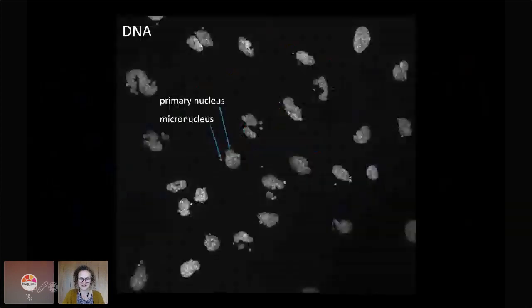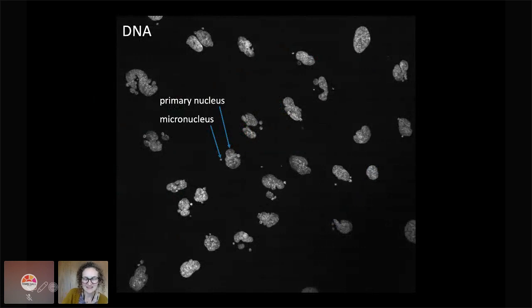So this is an image of these cells. Once again, it's only showing you the DNA in these cells, not the outside of the cells themselves. And you can see each large circle represents a primary nucleus in one cell. And then these small circles around them represent micronuclei. These micronuclei can vary in number or in size, but using these drugs, we can get a large number of micronuclei to be produced in human cells.